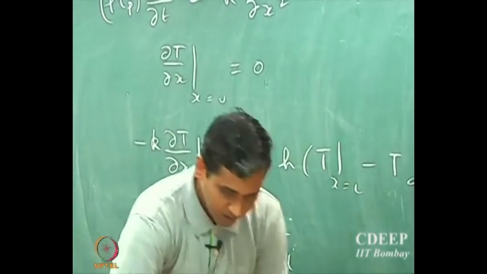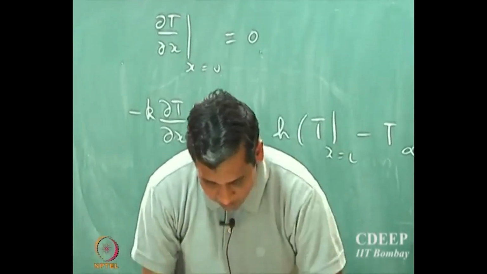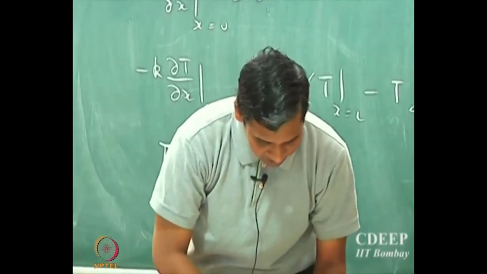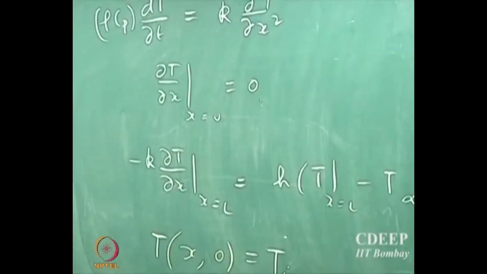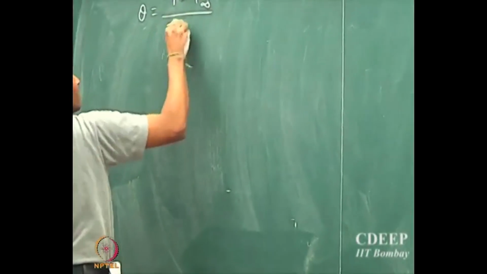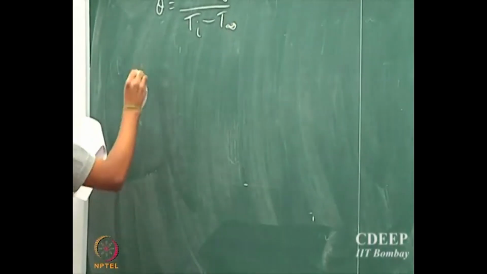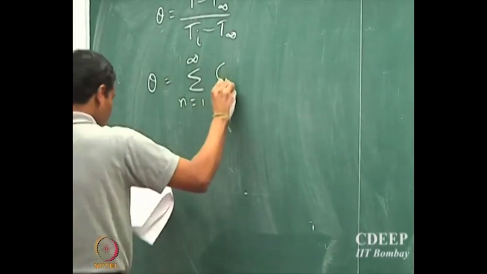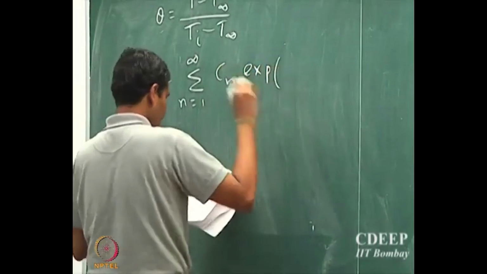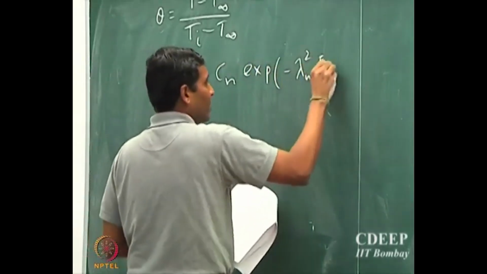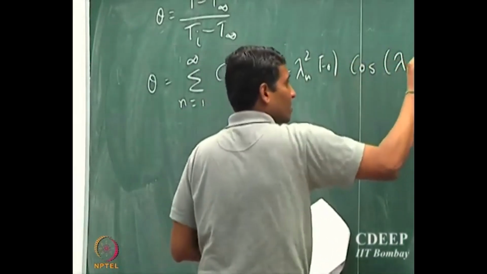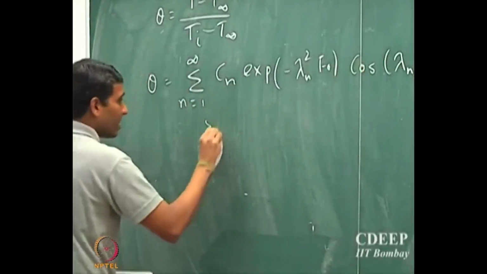So we can solve this equation. I'm not going to do the math here. It's very similar to the way we did the separation of variables problem in the last lecture. The solution is, if I define theta as T minus T infinity by Ti minus T infinity, theta equals the summation n equal to 1 to infinity of Cn exponential of minus lambda n square into Fo, where Fo is the Fourier number, I'll define in a short while what that is, times cos of lambda n Z, where Z is x by L.